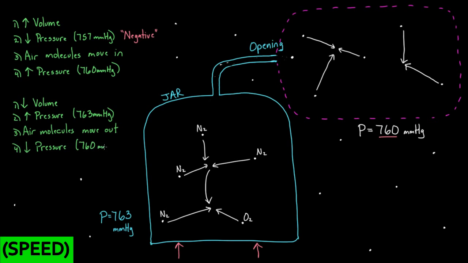And the reason that I say exactly 760 is because this process in step 3 will continue until the number of collisions on the inside and outside of the jar are equal. So this is the process.